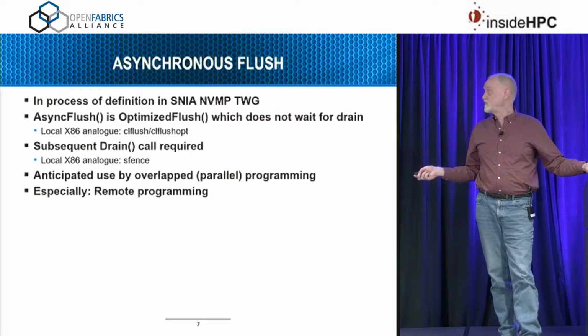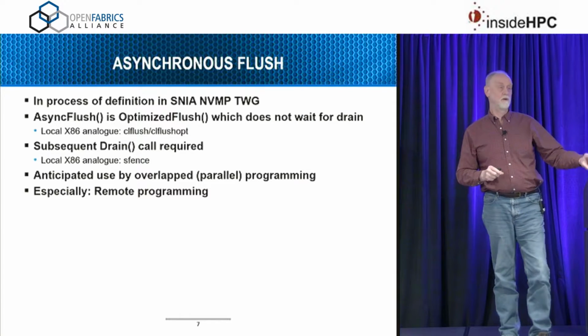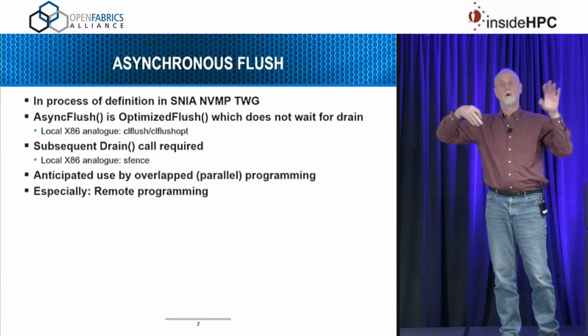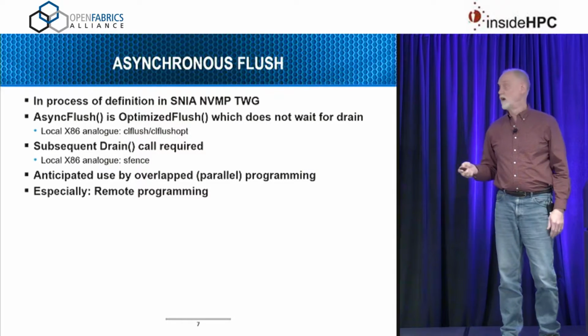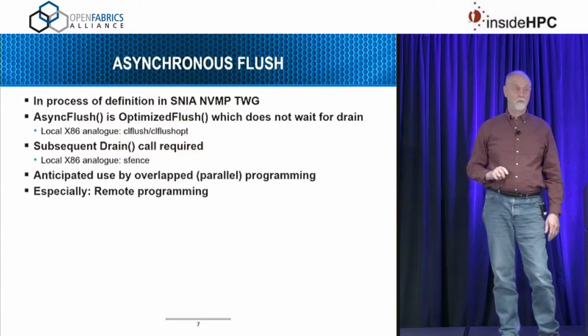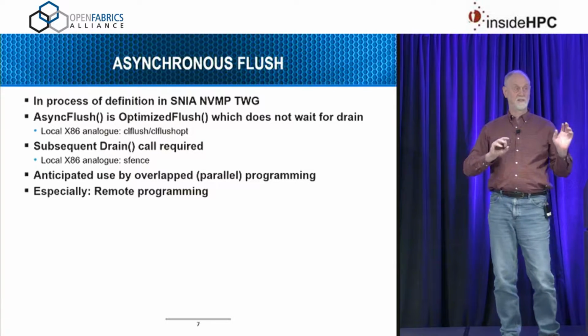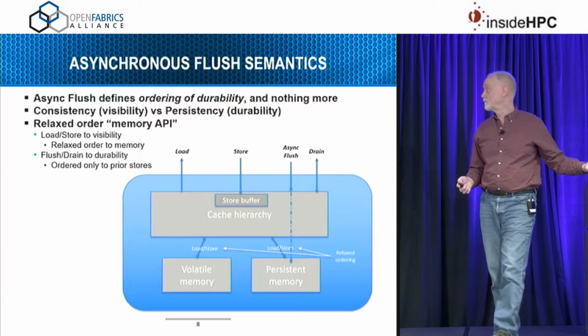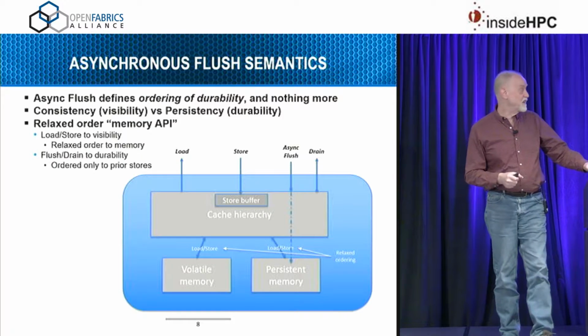We anticipate this use by parallel programming, right? You can move data to the device and you can continue to do more work while that data is moving, right? But in particular, remote programming, where we've got a NIC that needs to move data. And that's really important. So that's where we go. And so here's a picture of the async flush semantic.